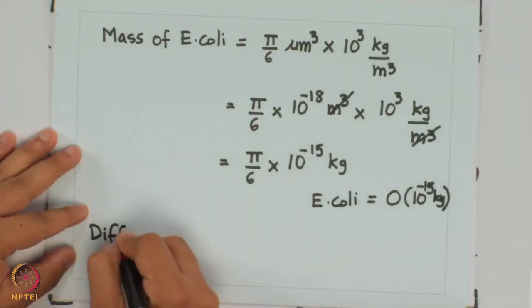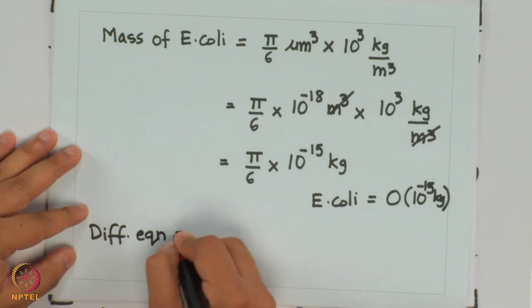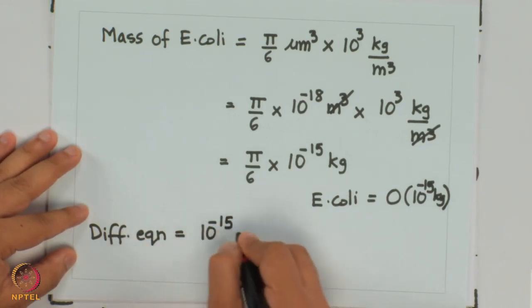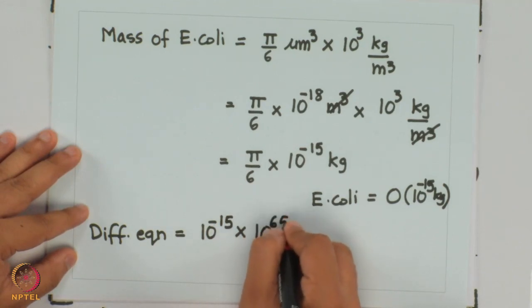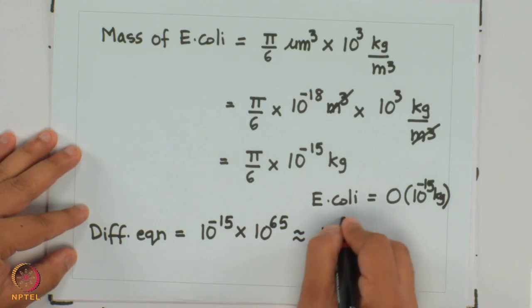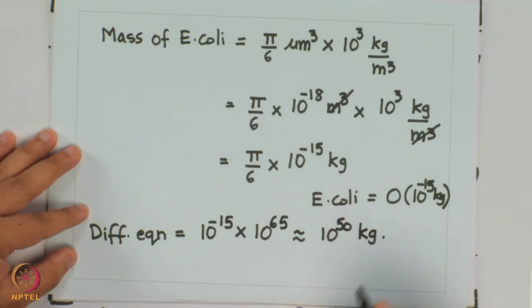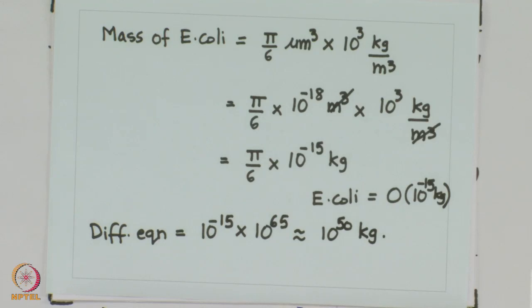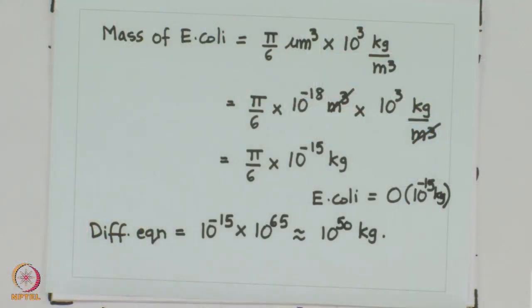Now it's trivial. The difference equation answer is going to be 10 power minus 15 times 10 power 65, which is equal to 10 power 50 kilograms of bacteria if E. coli were to grow unconstrained for 3 days without any resource limitation halting its growth. And of course the answer from the differential calculus approach is going to be higher than this, because there the number of bacteria was not 10 to the power 65 but 10 to the power 78. So the answer in that approach is going to be even higher than 10 to the power 50.